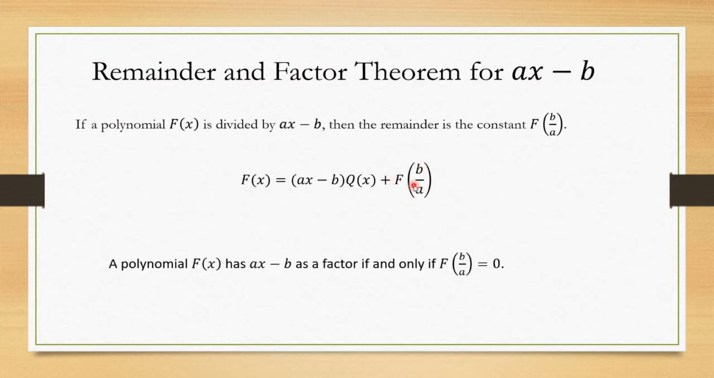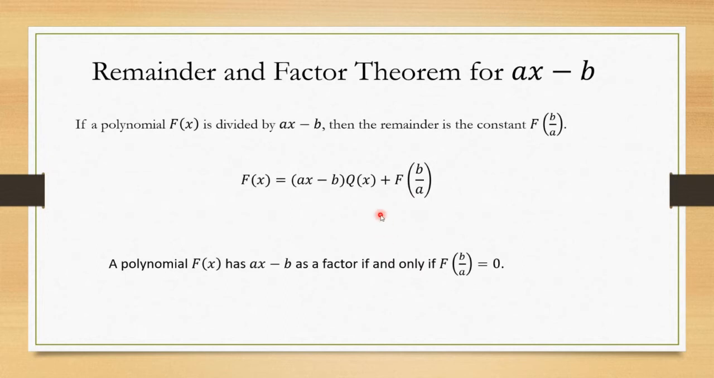Not only that, from here, what you actually get is this: ax minus b is a factor of this exactly when, or if and only if, this is 0. That's just immediate from here. That's actually what we get here. I just wanted to point this out. I thought it'd be interesting to bring this up.